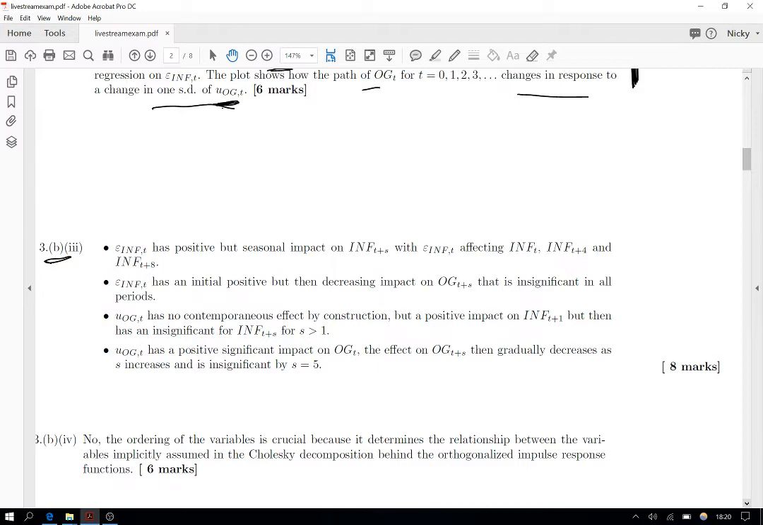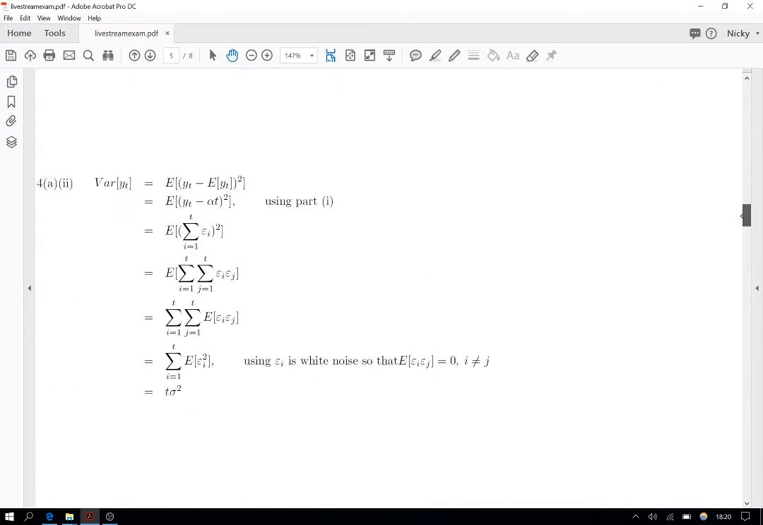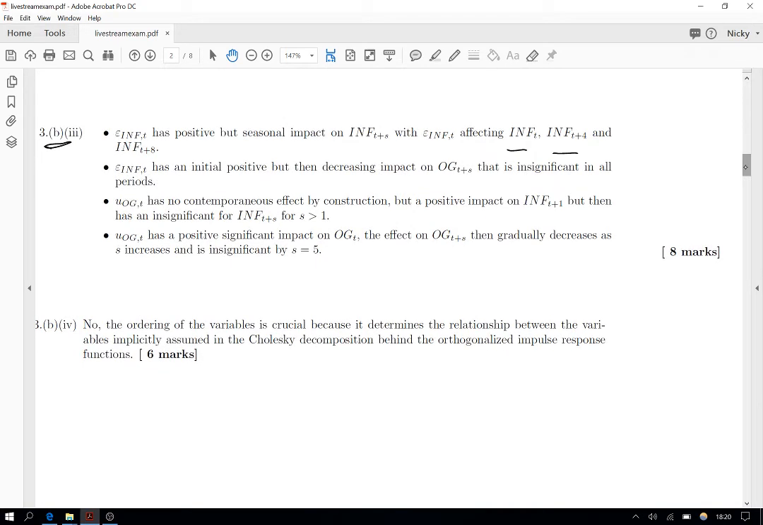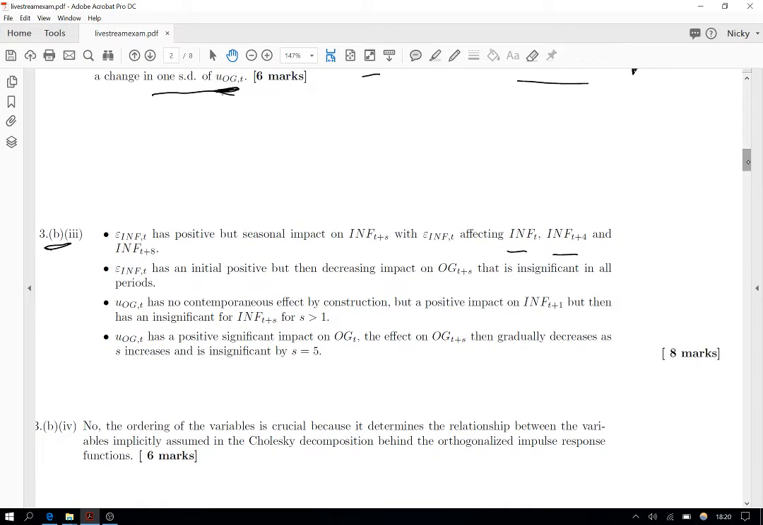Well, we can see that the shocks to inflation have a positive but seasonal impact on inflation, where a shock affects inflation at t, t plus 4 and t plus 8. You can see this from the impulse response function. In essence, you're just expected to interpret the graph, the response of inflation. If you go to the graph, we can see there's a spike at period 4 and at period 8. Remember, lag 1 in the graph is the contemporaneous interest rate.